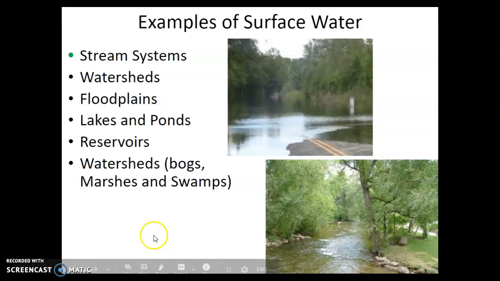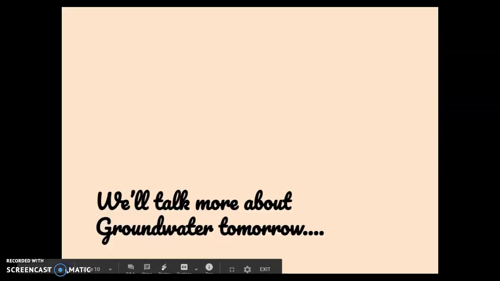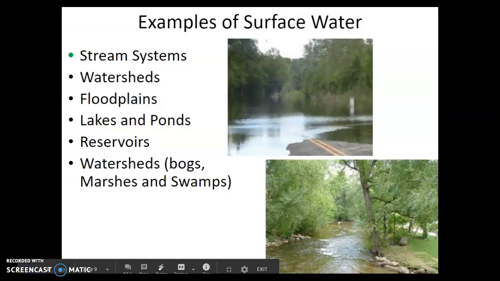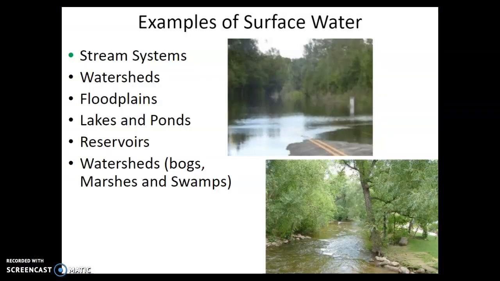Okay, so that is the end of your surface water notes. Make sure that your interactive notebook is filled out for lesson 2, and we will dive a little bit deeper into these types of surface water when we do our activity that goes along with this lesson.